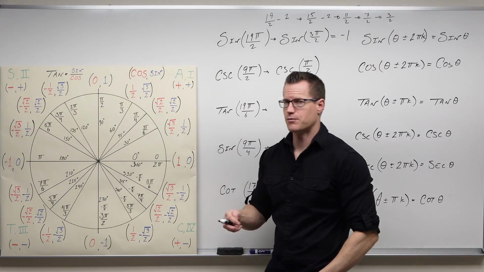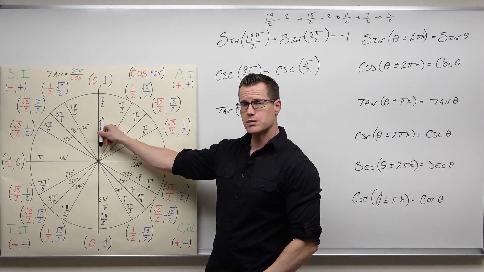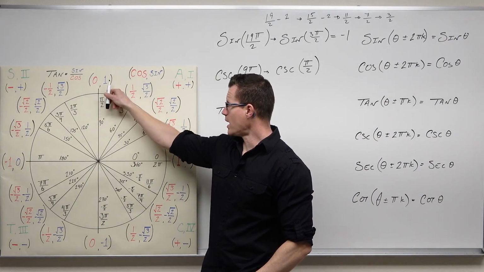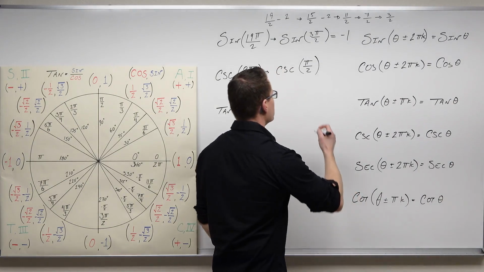So cosecant of pi over 2, here's pi over 2. Cosecant is 1 over y. So we're going to get 1 over 1, which is 1.